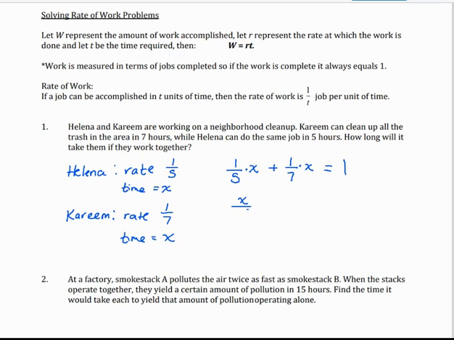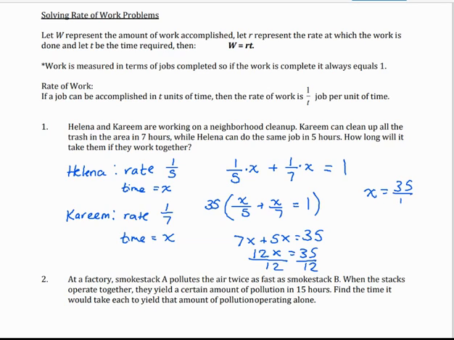This would become x over 5 plus x over 7 equals 1. We don't have to worry about our domain because there's no variables in the denominator. And so now to solve this, like we've done, we find the LCD and multiply through. So that LCD is 35. This would give me 7x plus 5x equals, don't forget to distribute it all the way to the end, 35. Now we combine our like terms and solve for x. So when I divide, we get that x equals 35 over 12.